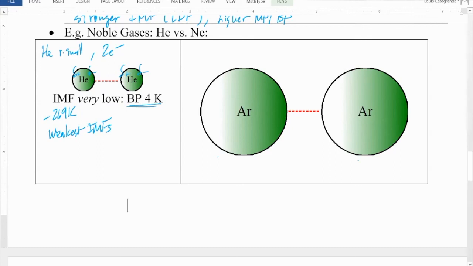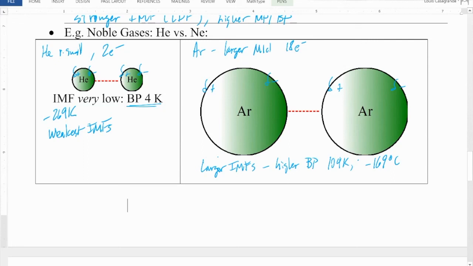Now compare that to argon. Argon, also a noble gas, is a much larger molecule and has a whopping 18 electrons, even more than nitrogen. And those 18 electrons mean that we get much larger temporary dipoles. And because of the larger IMFs, it has a much higher boiling point. In fact, it's 100 degrees higher, 104 Kelvin, or only minus 169 degrees Celsius. And notice that it is higher than nitrogen, and it does have more electrons than nitrogen. Nitrogen has 14, and argon has 18 electrons.